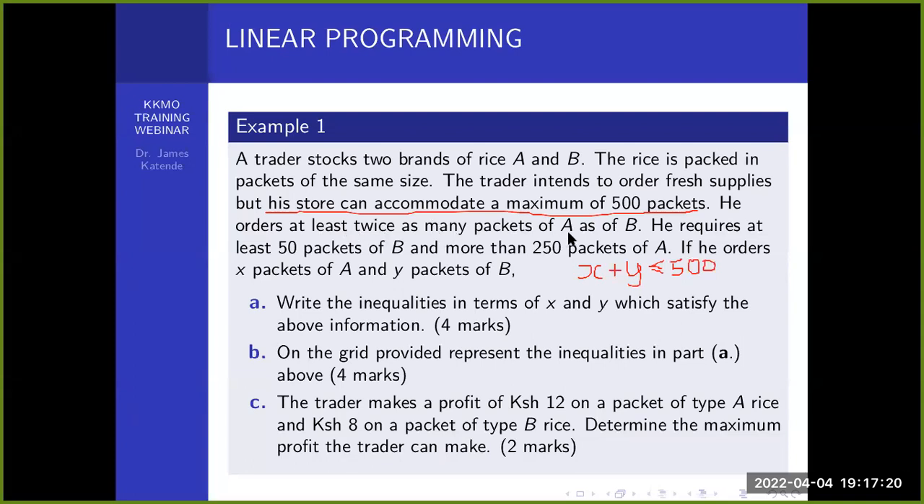So the other one says he orders at least twice as many packets of A as of B. So B is Y, and it should be less than or equal to twice, I think 2X. So I need to write that clearly. So that's the other idea that we obtain from this second statement.